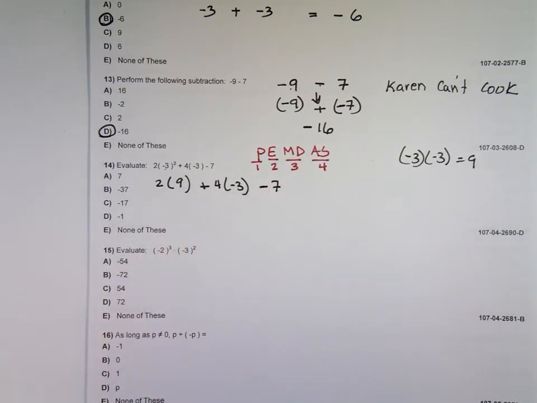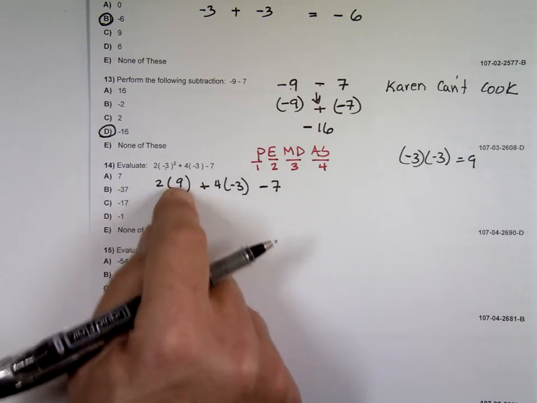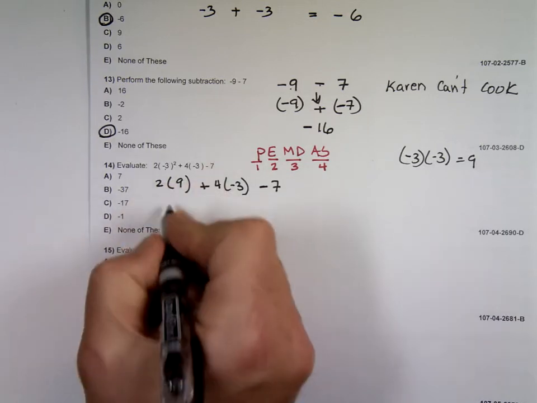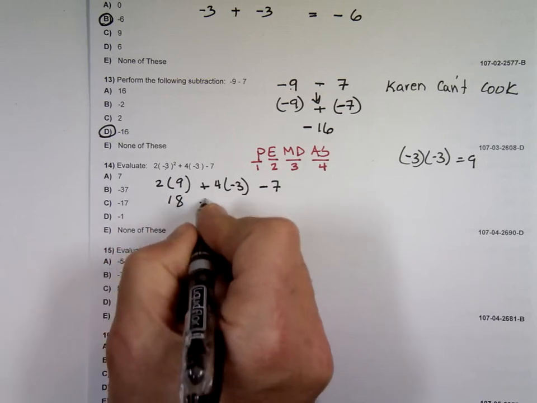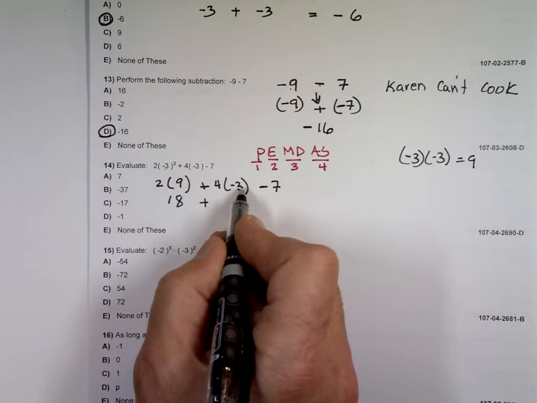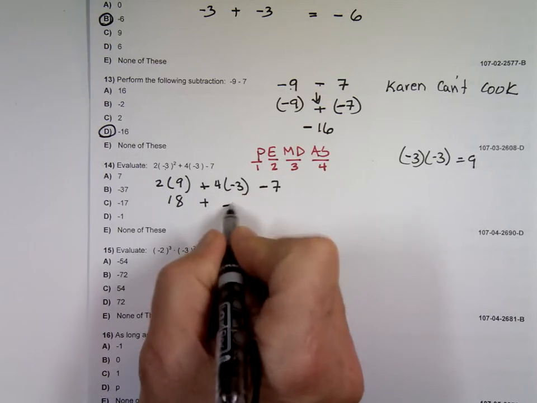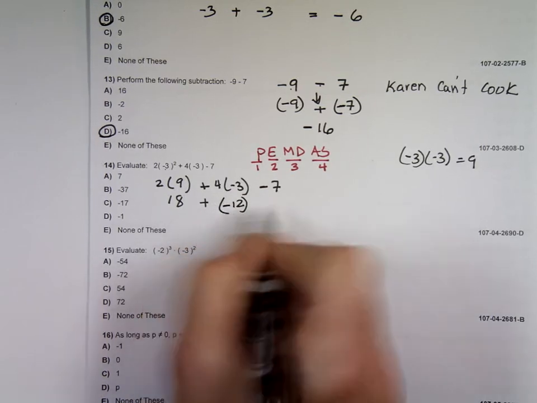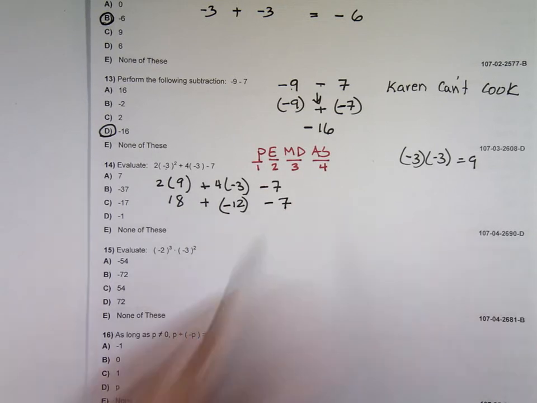We did the exponents. Do we have any multiplications or divisions? Yes. I see multiplications, left to right. 2 times 9, 18, plus, what's 4 times a negative 3? A positive times a negative is what? Negative 12. Very good. Minus the 7. No more multiplications or divisions. Any additions or subtractions? Yes.